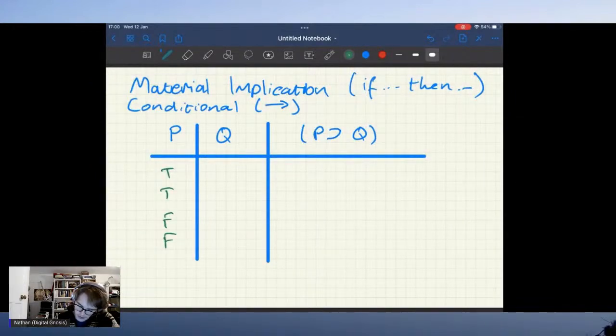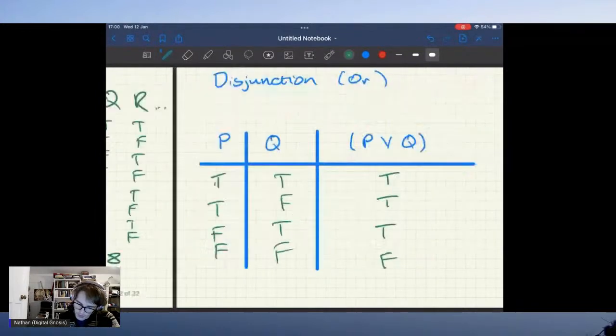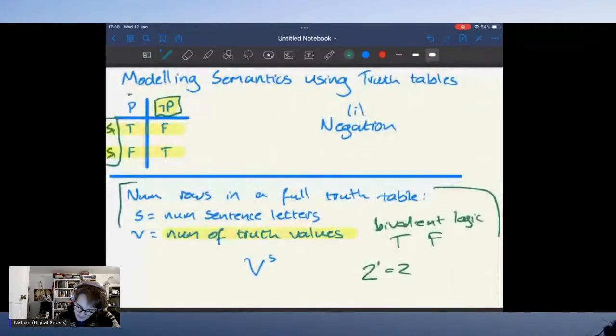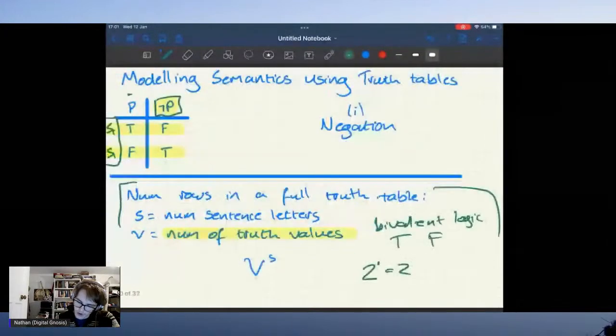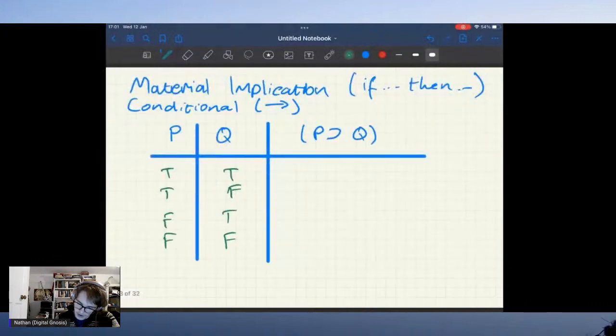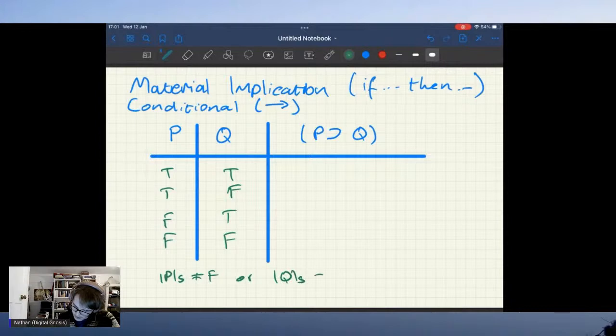True, true, false, false. True, false, true, false. What was our semantic definition for this? So true if and only if A is false or B is true. So what's that going to mean? A is false or Q is true. So we know that in both of these cases where Q is true, it's going to come out as true.